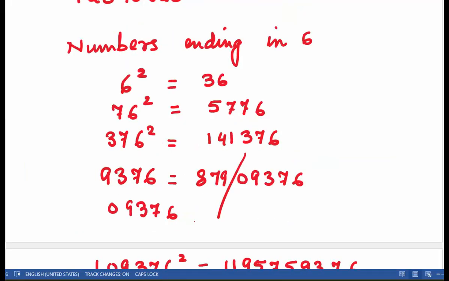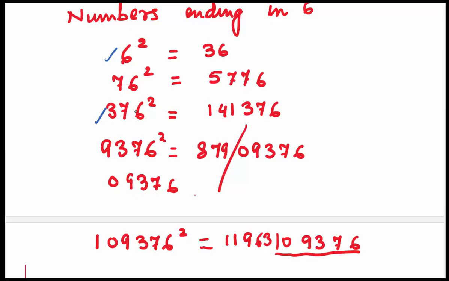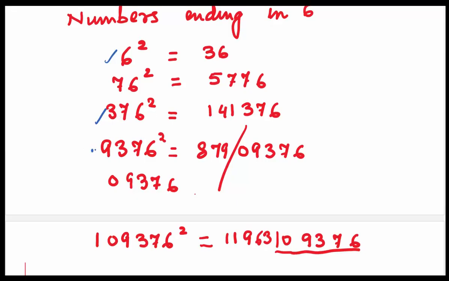So here we were taking numbers ending with 5. Now come to numbers ending in 6. 6 square is 36. 76 square is 5776. Now 376, we've just added 7 to 6. We get another automorphic number 76. If we add 3 to 76, we get another automorphic number 376. So 376, prefix 9. Now we get 9376. Square it. You will get 87909376, which is again an automorphic number.